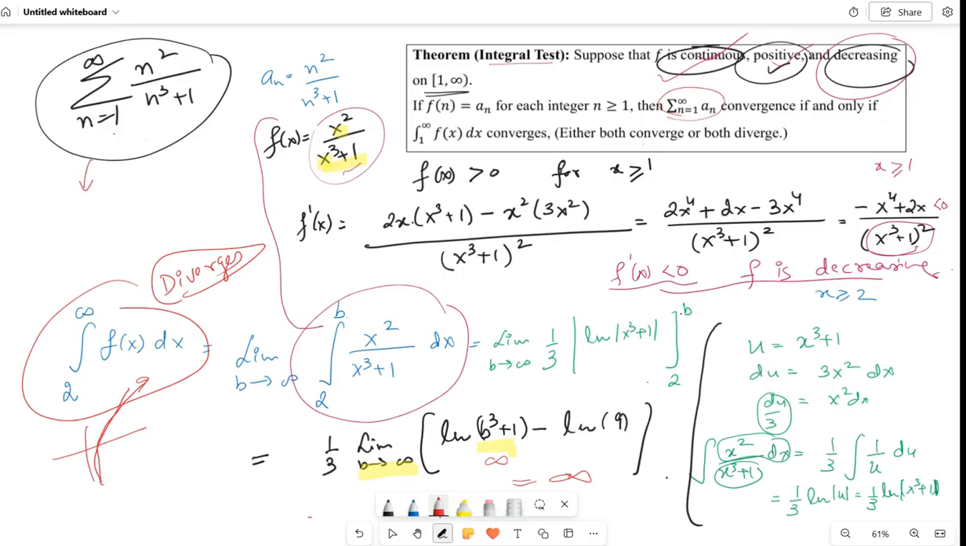So the answer for this series would be diverging. This is a diverging series using the integral test.